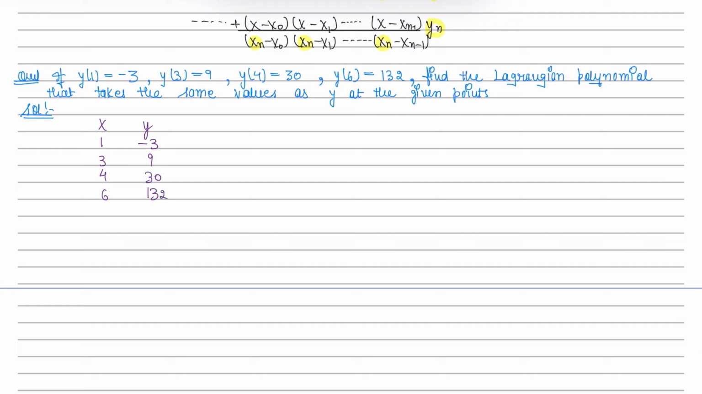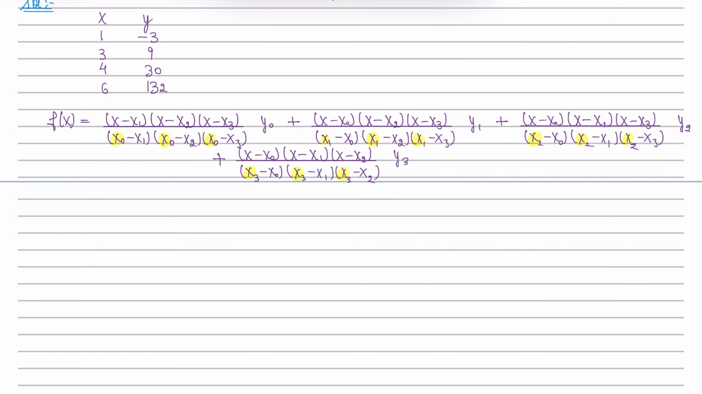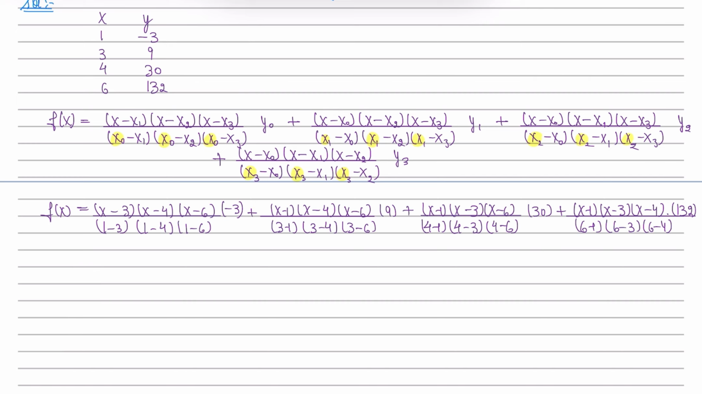And we have to estimate a Lagrangian polynomial, and we know that the Lagrangian polynomial will be in the form of this equation. After simplifying this equation, it will become x cube minus 3x square plus 5x minus 6, which is the required Lagrangian polynomial. Let us try one more question.